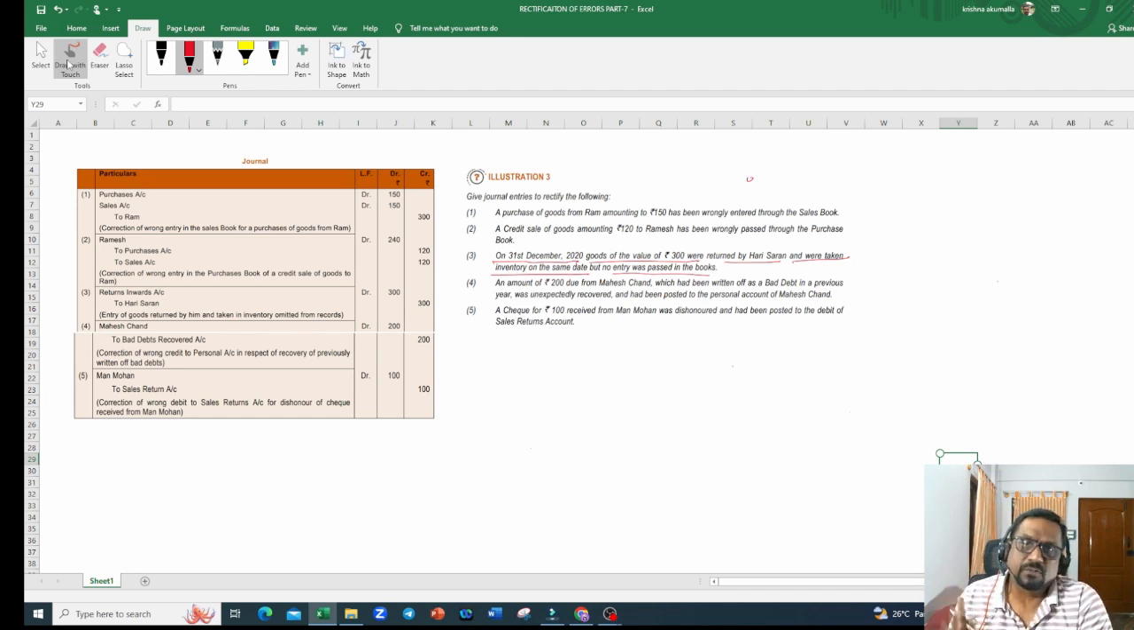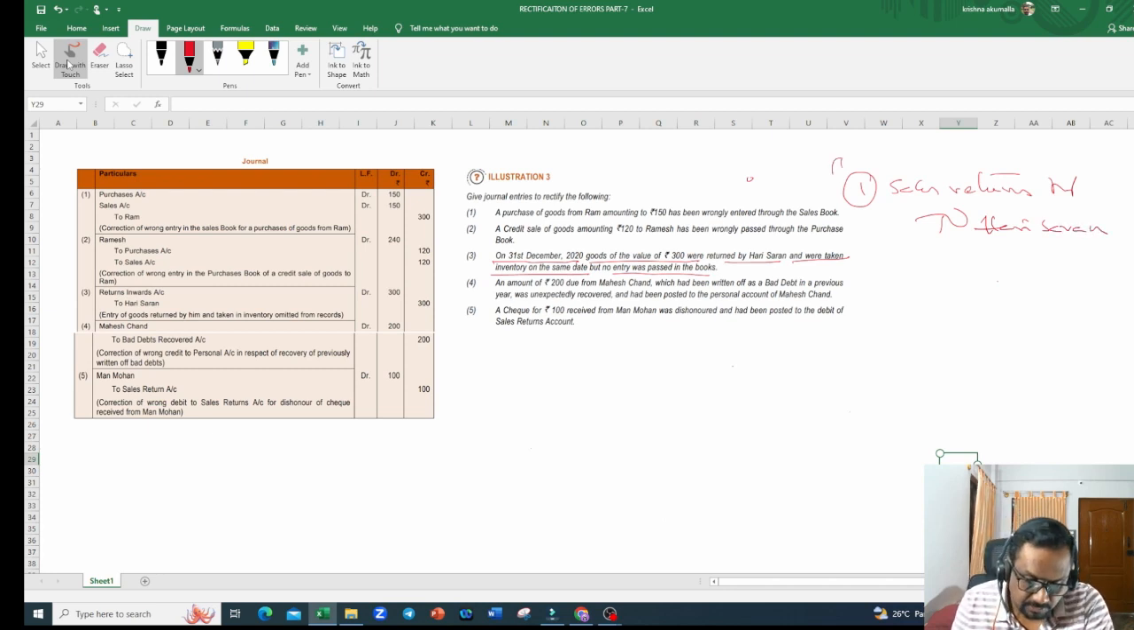So now we are posting. Only one entry will come here. This is an exception. What entry do we post? When the goods are returned, they are sales returns. They are supposed to be debited. So sales returns debit. Who returned these goods? Who is the giver? Harisaran. So Harisaran credit. That's all. This is the entry you need to post. See, return inwards account debit to Harisaran account. Clear? Right. Next one.